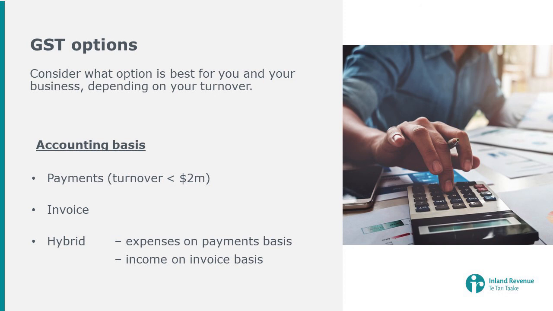The important criteria for payments basis is that your turnover must be under $2 million for a 12-month period. If your turnover exceeds $2 million, then you must use the invoice basis or hybrid basis. The hybrid basis is a combination of the other two options. You'll account for your expenses using the payments basis, but account for income using the invoice basis. You can change your filing frequency or accounting basis if you meet the turnover thresholds we mentioned.